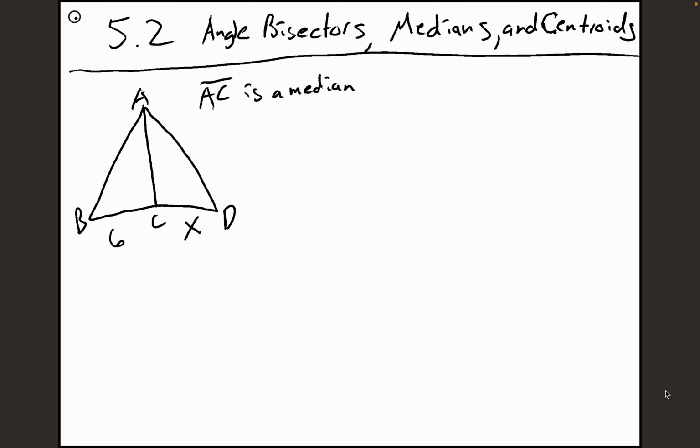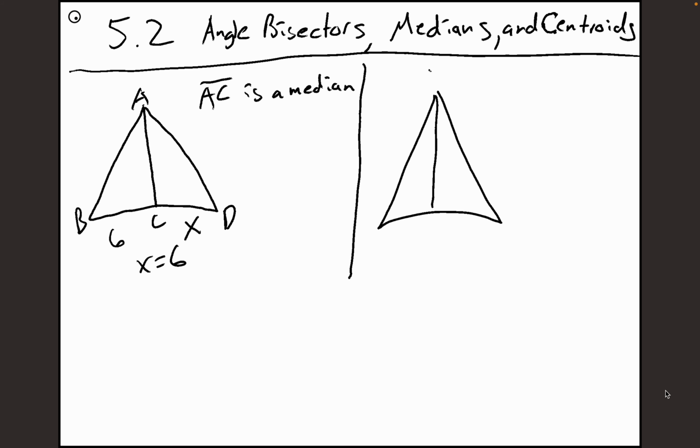Since AC is a median, that means it's just going to cut it right in half. So if BC is 6, what do we think CD is going to be? It's also going to be 6. We'll get to that. So the median is going to work very similar to a segment bisector, just like Tanner was talking about.